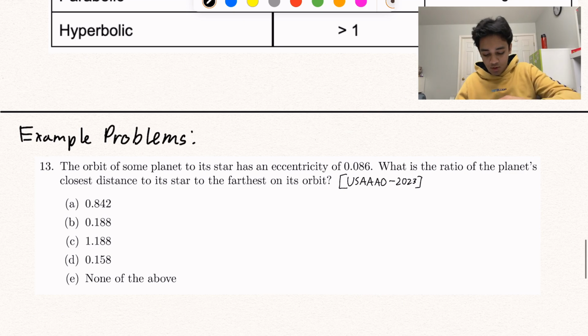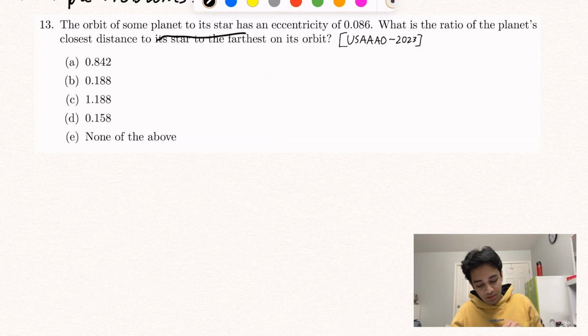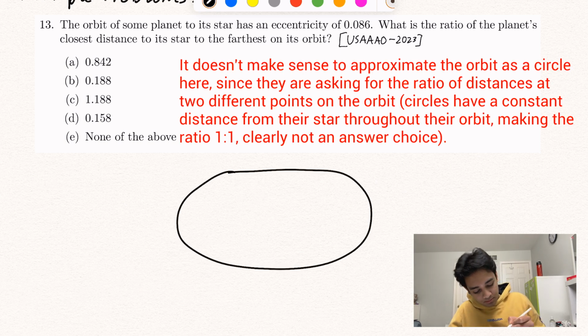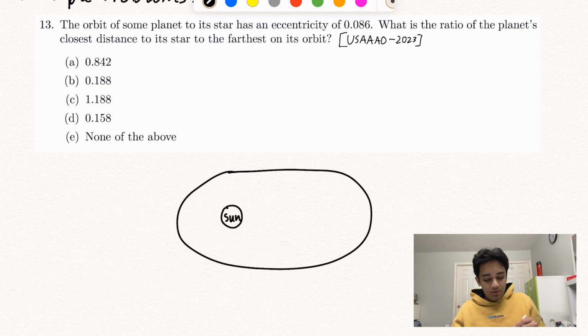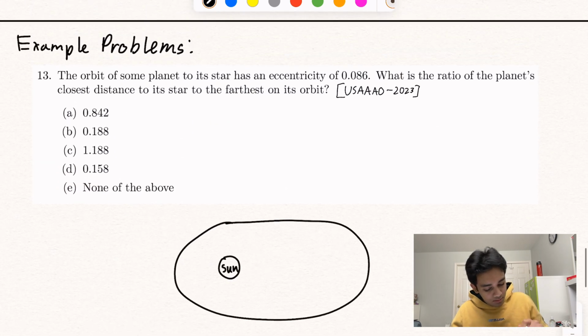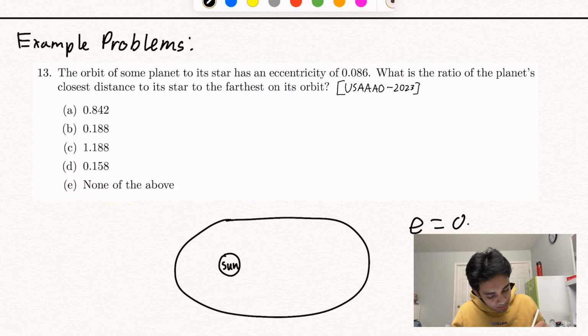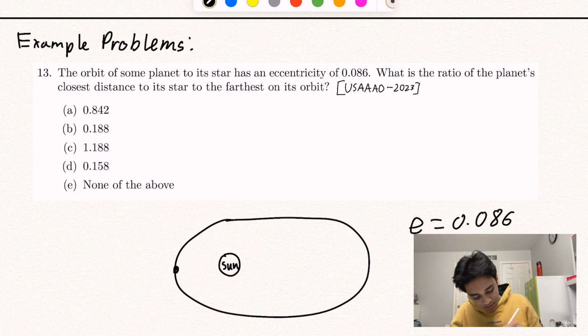So the problem's saying the orbit of some planet to its star has an eccentricity of 0.086. What is the ratio of the planet's closest distance to its star to the farthest on its orbit? So if it's a planet around a star, we pretty much know that it's an ellipse. So we have an ellipse, and then we'll have a sun over here. Now it told us that our eccentricity is 0.086.